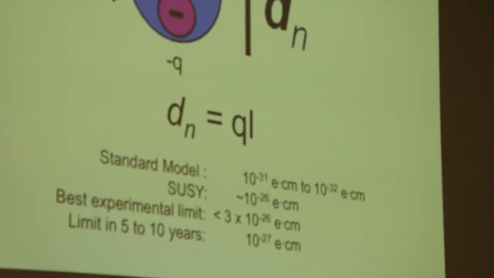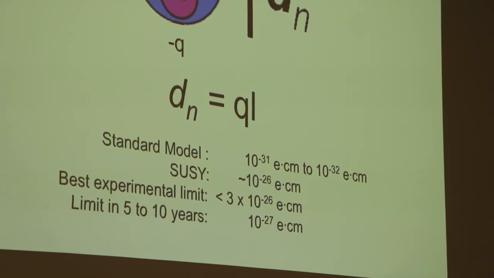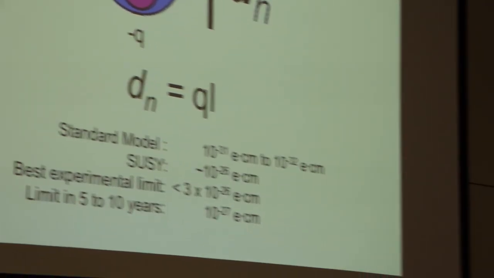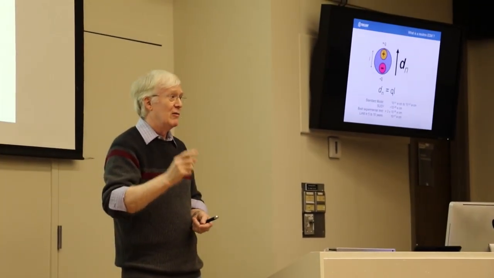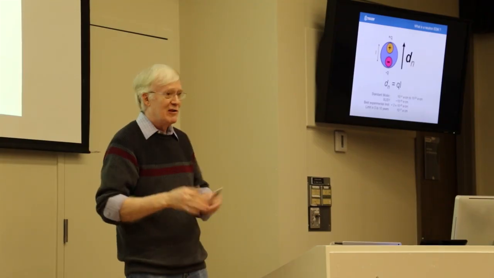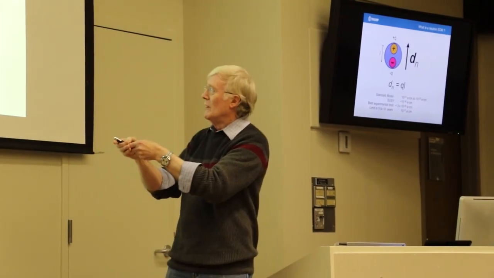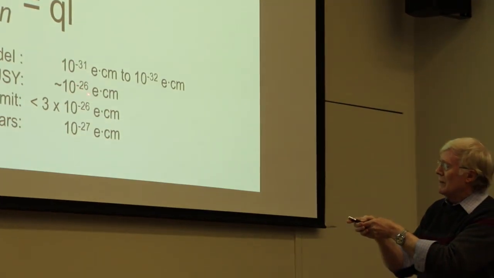And the standard model value is too small to see. The best experimental limit is around 10 to the minus 26. I mean, you know what these numbers mean, right? Like 1/10 would be 10 to the minus 1, because 10 has 1 zero, right? 1/100th is 10 to the minus 2, because 100 has 2 zeros. So this is 1 over like 1 with 26 zeros and so on. But it can't be much bigger than this.